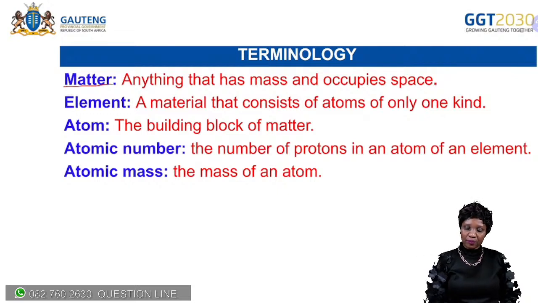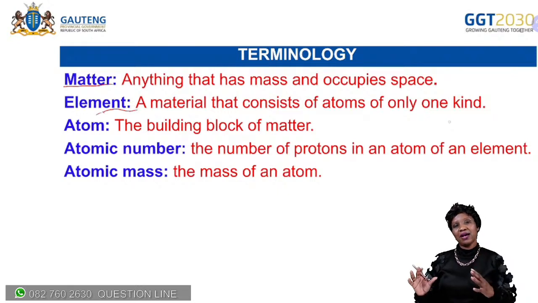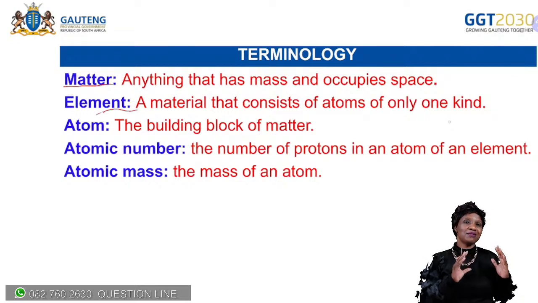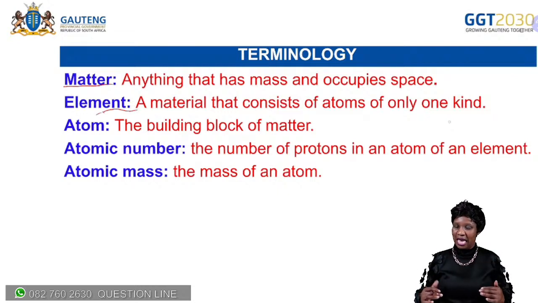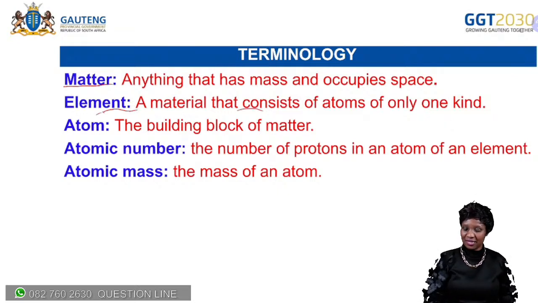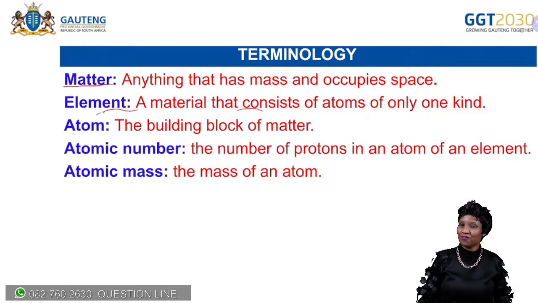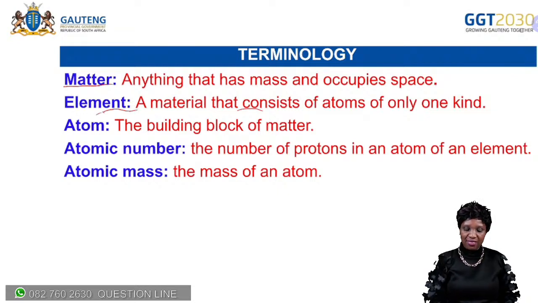All right. And then let's go to the other one, element. This is a material that consists of atoms of one kind. Right, this is an element. Remember the elements, you find the elements in the periodic table of elements. These are the elements that we have. They've been arranged in a scientific sequence. Do you get it? And then how do we define an element? We are saying an element is a material that consists of atoms of the same or of only one kind. They are the same. The atoms are the same. That's an element.